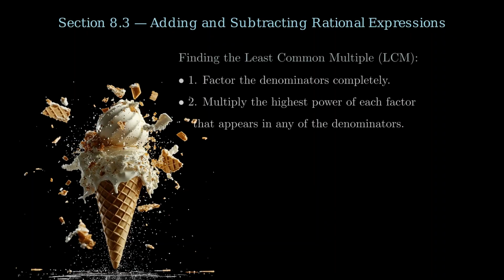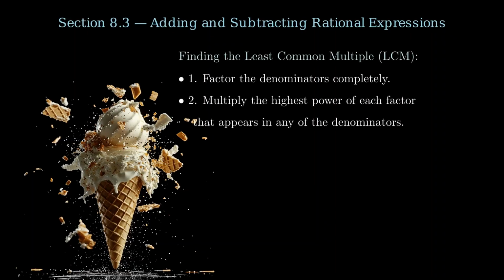To add or subtract fractions with different denominators efficiently, we need to find the least common multiple, or LCM, of the denominators. First, factor the denominators completely. Then, multiply together the highest power of each factor that appears.